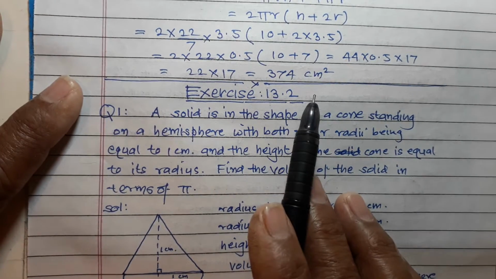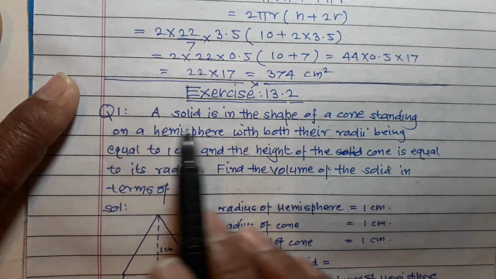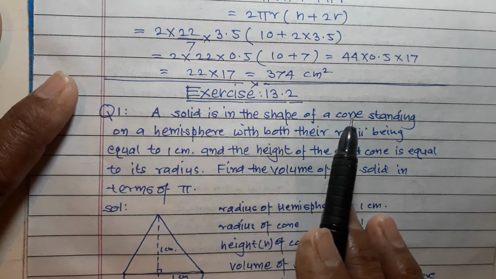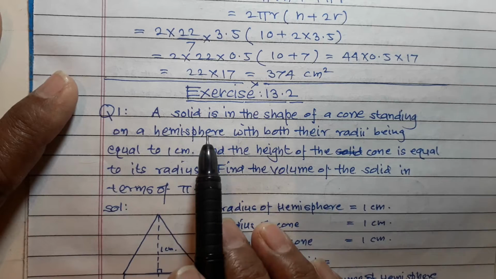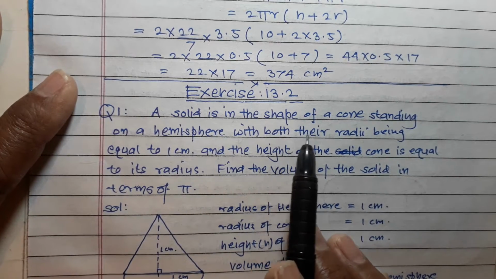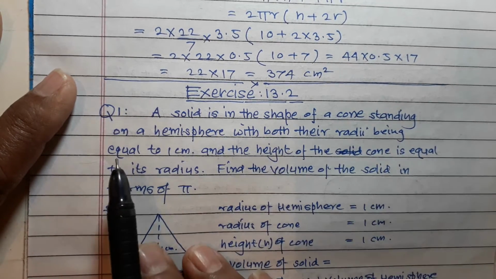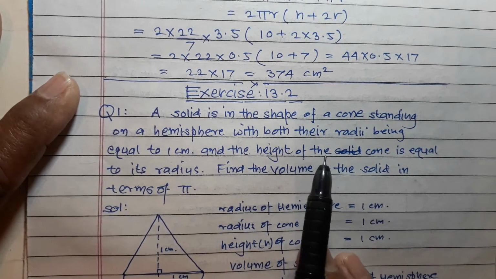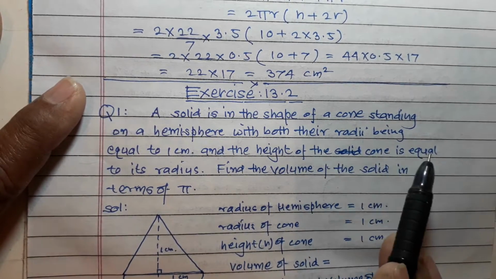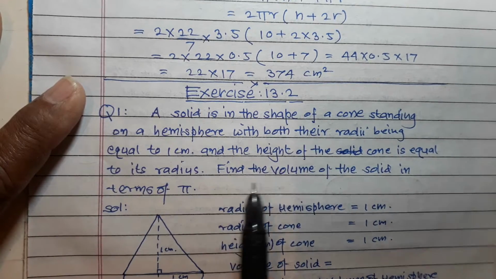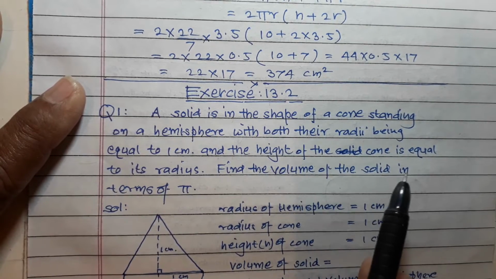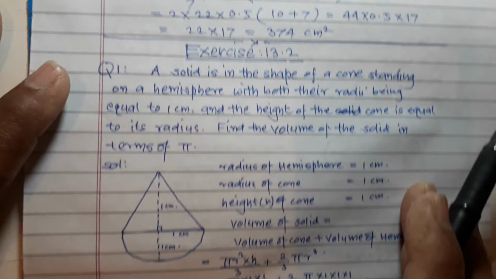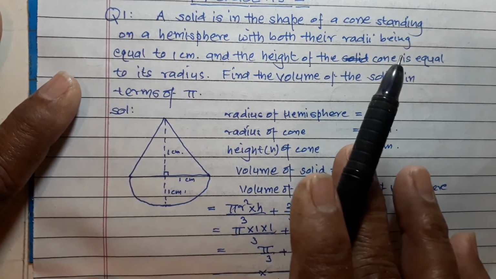Exercise 13.2, question number 1. A solid is in the shape of a cone standing on a hemisphere with both their radii being equal to 1 centimeter, and the height of the cone is equal to its radius. Find the volume of the solid in terms of pi. Now try to understand.